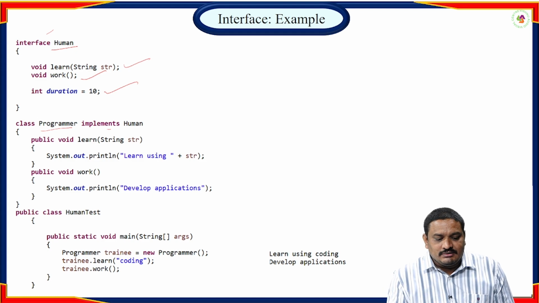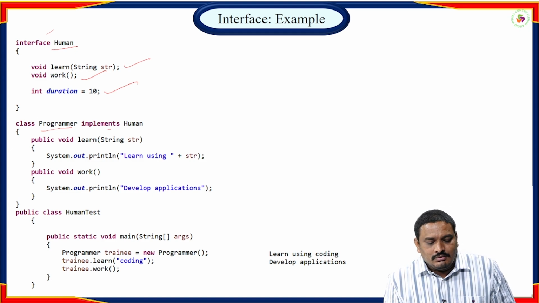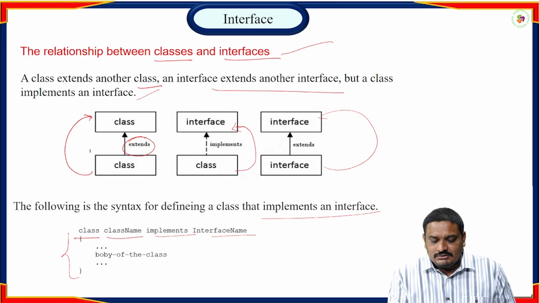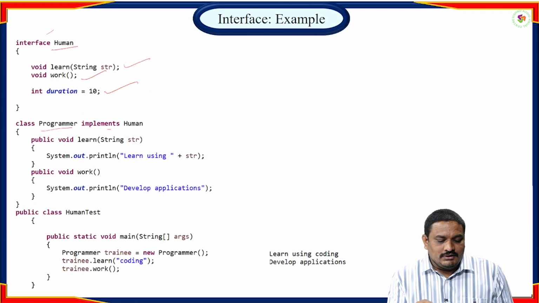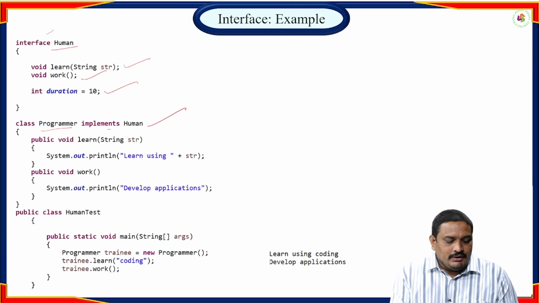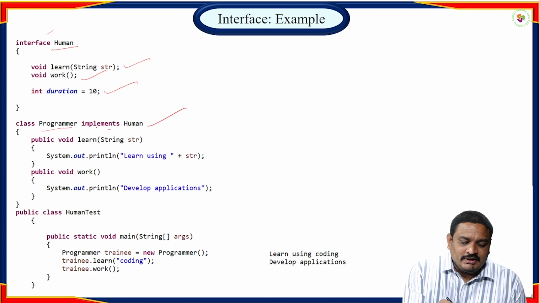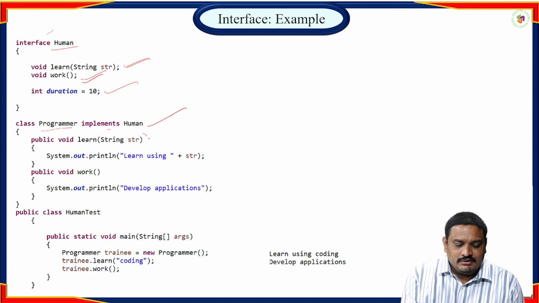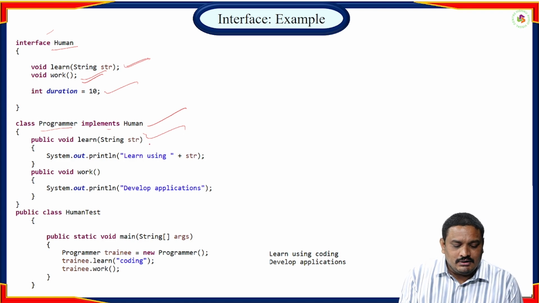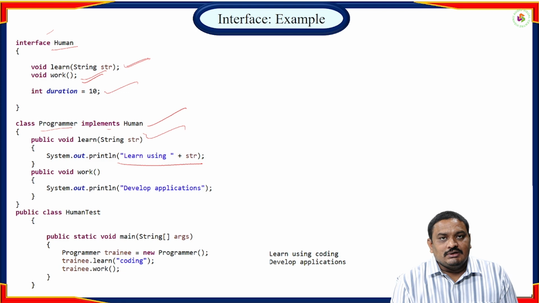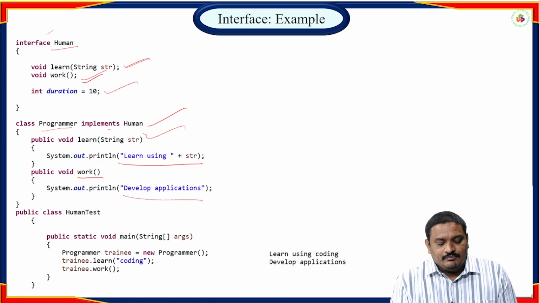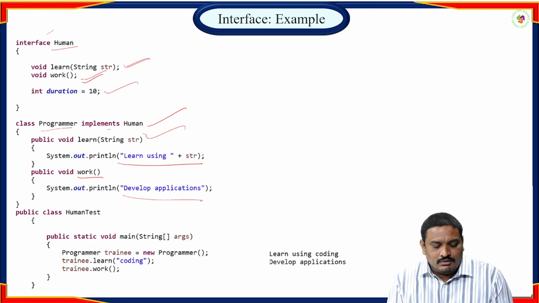We already saw the relation between class and interface; we implement it this way. That is the syntax. Here, what are the methods? Learn method and work method. First, the learn method: we pass one parameter, and the implementation is to learn using the string. The other method is the work method. We have to see how to develop an application.